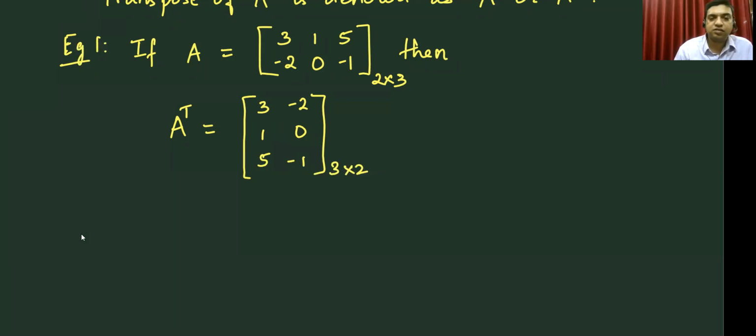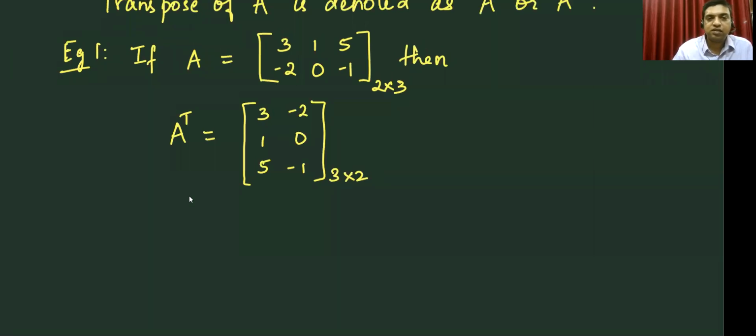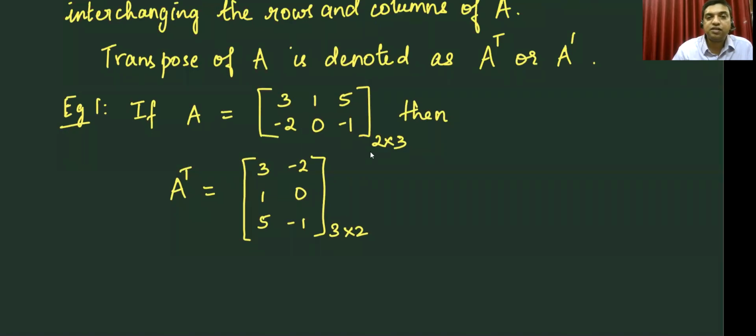Sir, above the example, the transpose of A is denoted how? The notation: we represent the transpose as A to the power T or A dash. Okay, clear? Yes, sir.